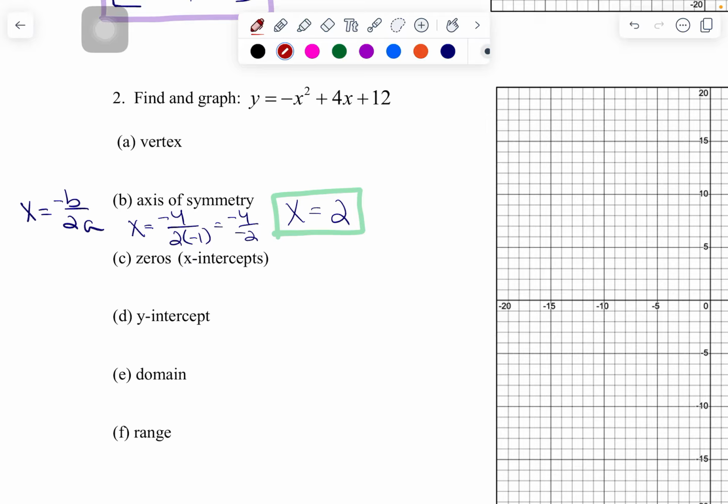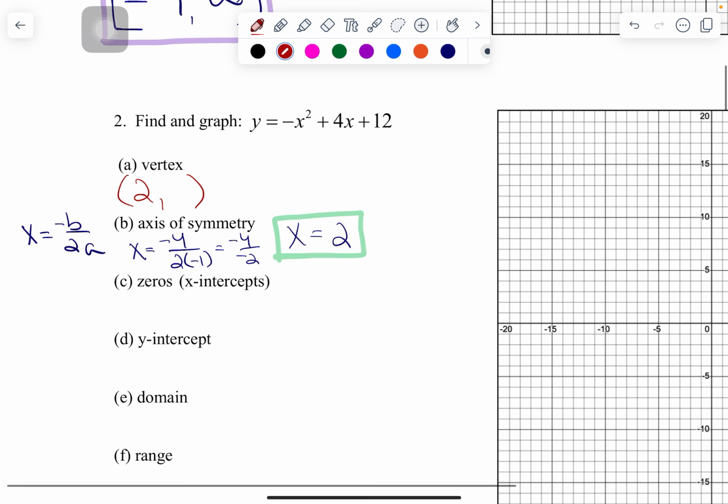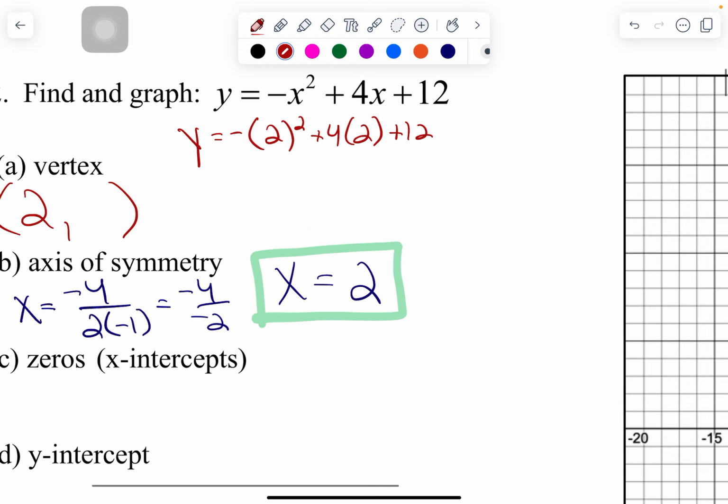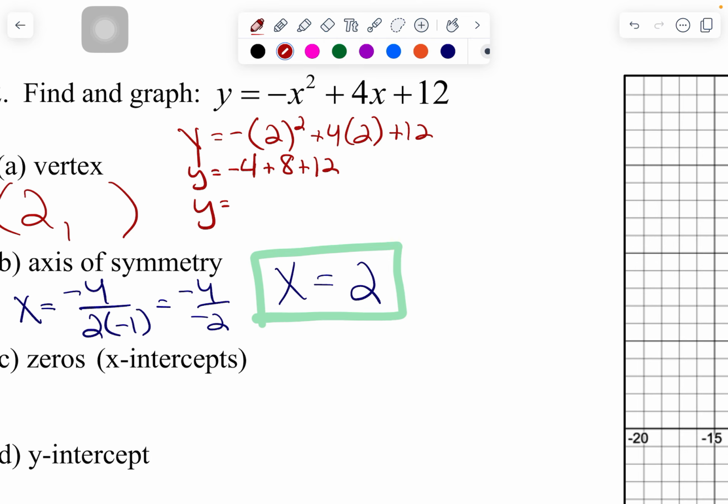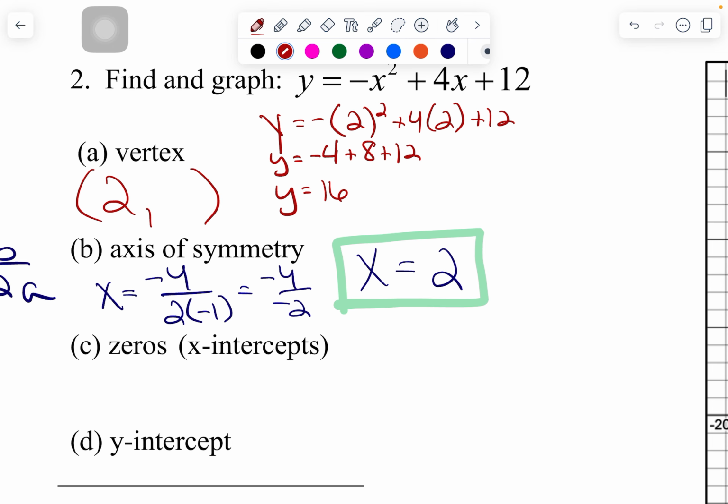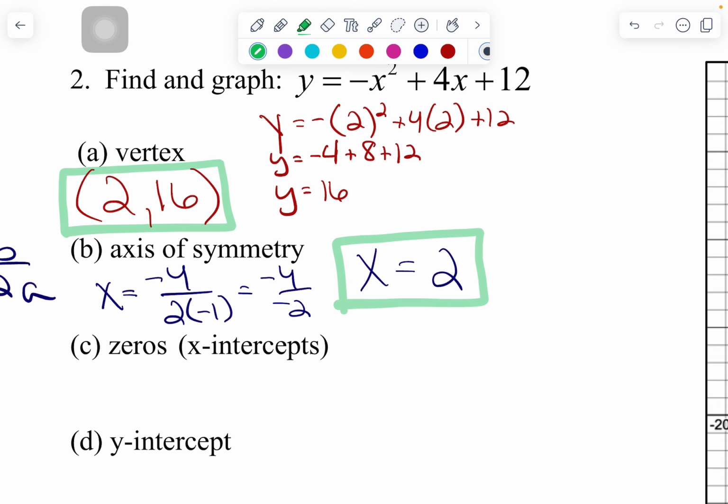The axis of symmetry gives you half the information you need for the vertex, the x value specifically. The other half of the information for the vertex is going to come by plugging in that x value into the original problem and then simplifying that, right? Evaluating that right side of the problem. So y is equal to negative 2 squared is 4 plus 8 plus 12. Y is equal to, what would that be, 16? Yep, we'll call it 16. So we now have a vertex, we have an axis of symmetry.